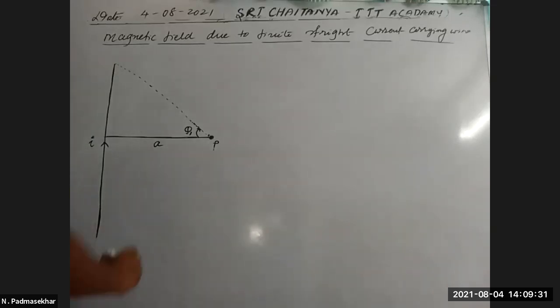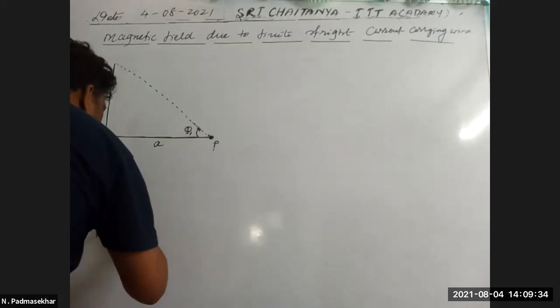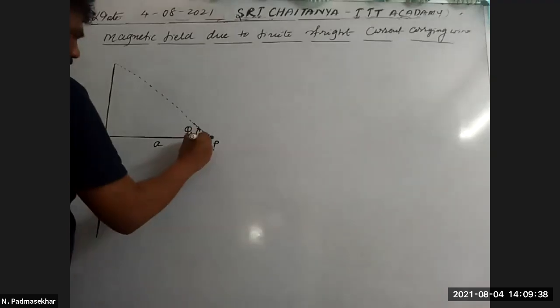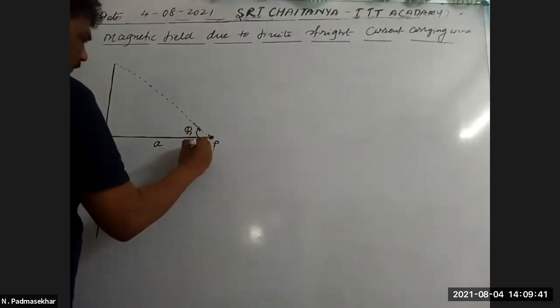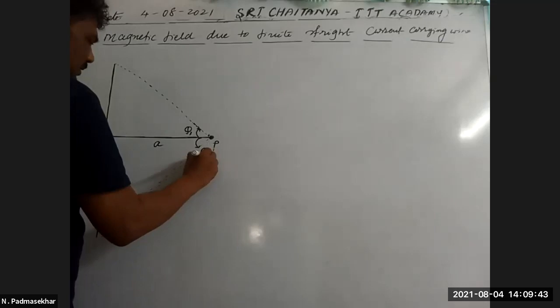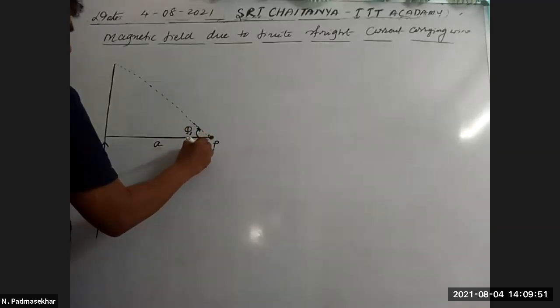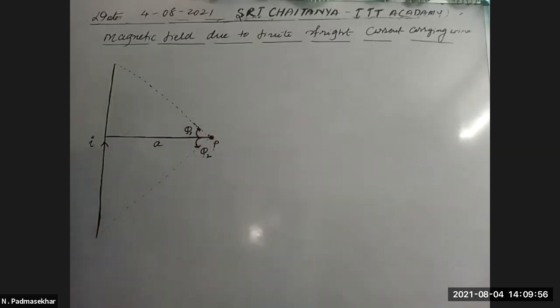Now for this other end, I draw one line onto this point. This angle is phi 2. This angle is phi 1 and this angle is phi 2. Now, according to Biot-Savart's law, I have to consider one element in this current carrying conductor.